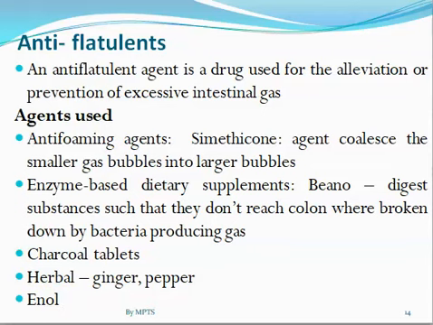Now, this is a continuation of the other topics, diarrhea and constipation. Refer to them.